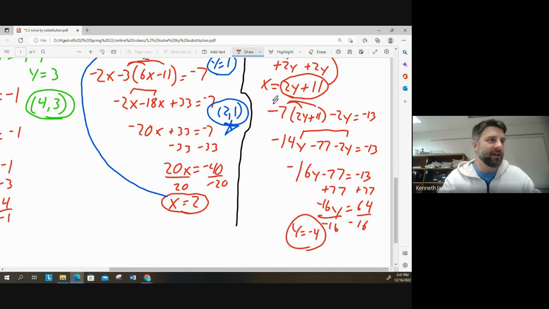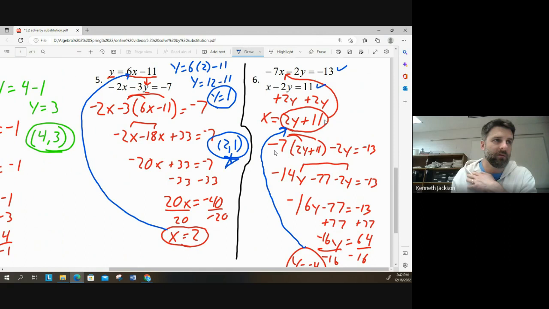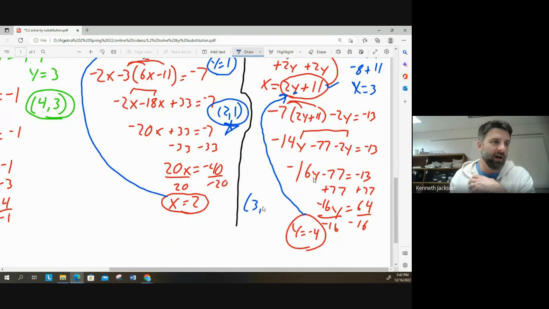Now that's only half my answer. Y equal negative 4 is only half of it. Remember, I'm looking for an ordered pair. So what I got to do is take this y equal negative 4, come on back up here, and do more substitution. Doesn't matter which one you plug it into. You could plug it into the top, the middle, or the one that we solved for. You're going to get the same x value. So that would be 2 times negative 4 plus 11. I'm plugging it in right here. So that's negative 8 plus 11, which gives me an x value of positive 3. The ordered pair for the solution being 3 comma negative 4.